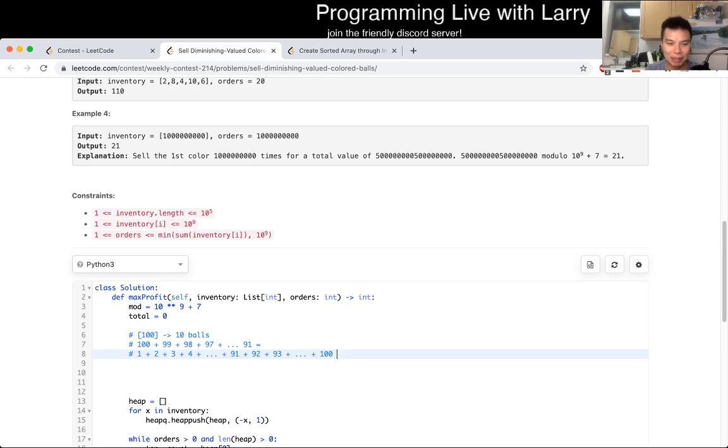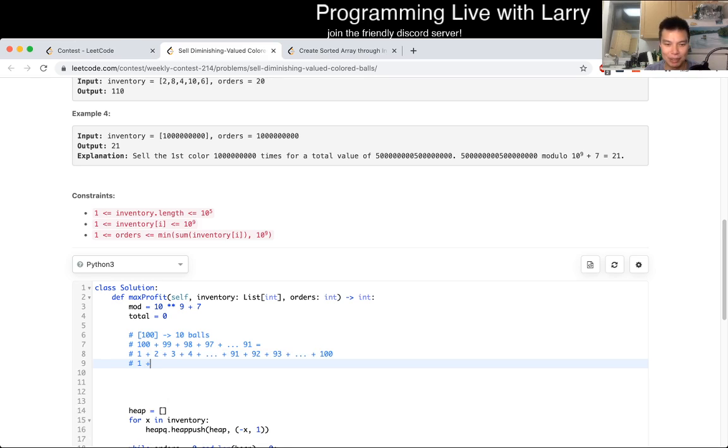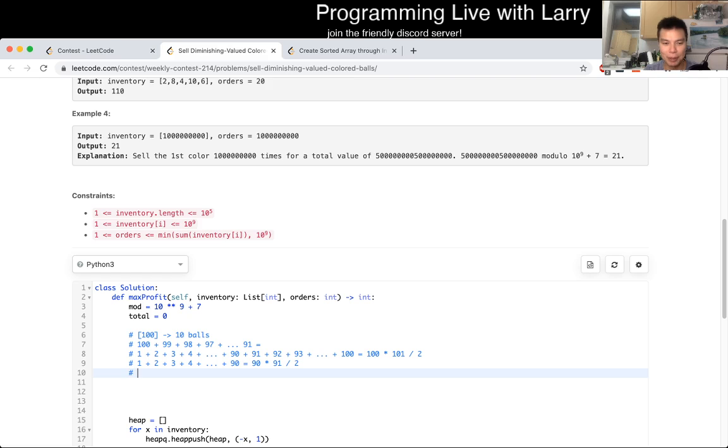Minus 1 plus 2 plus 3 plus 4 plus 5 plus 90. Okay, maybe I should do the 90 here, right? So if you subtract this formula from this formula, you will get this formula, right? And you know that this formula is equal to just 100 times 101 over 2, and this is just 90 times 91 over 2. So that's basically the math, and I should have done it as a helper function.